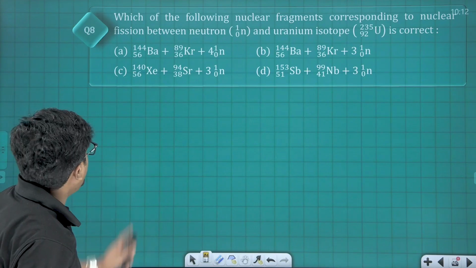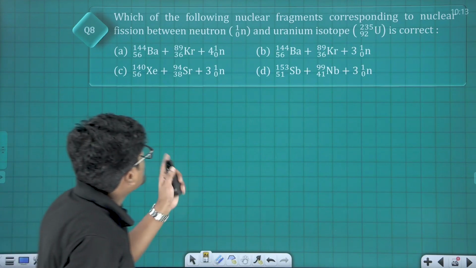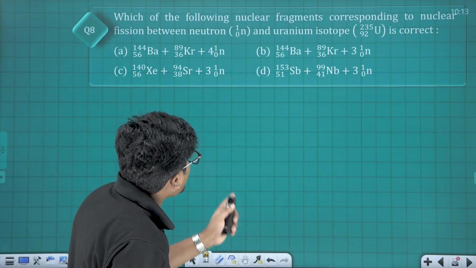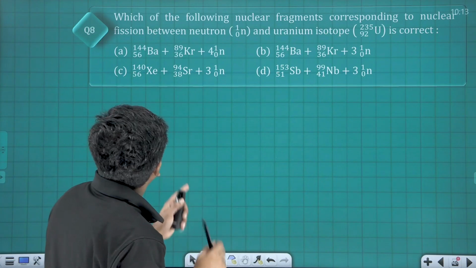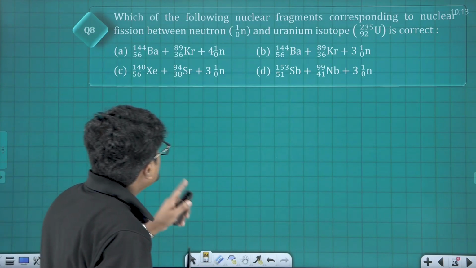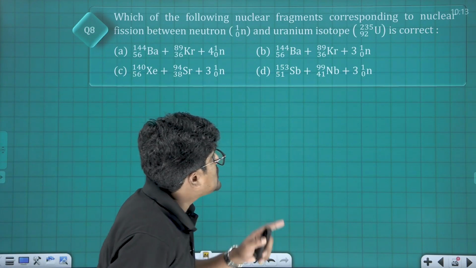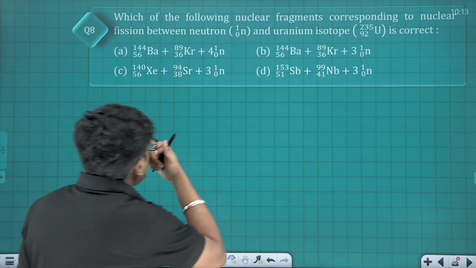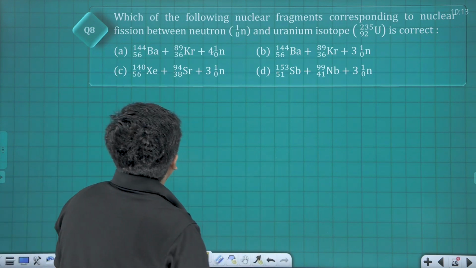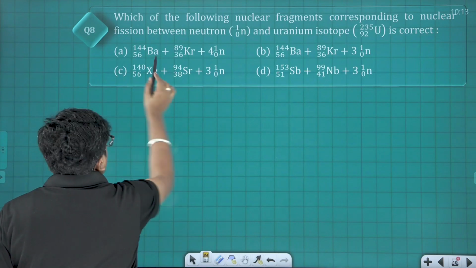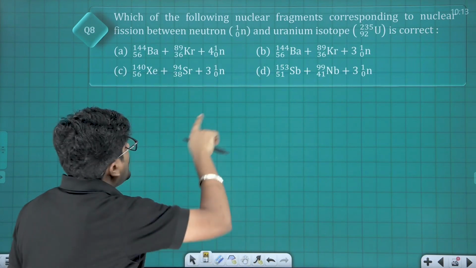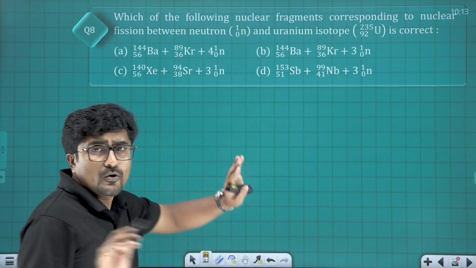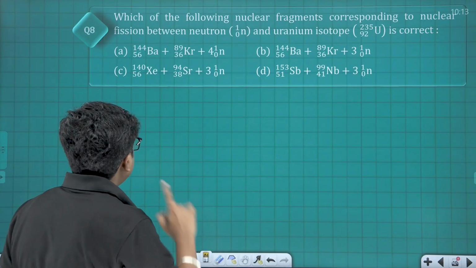Next is question number 8. Question number 8 says, which of the following nuclear fragments correspond to the nuclear fission between neutron and uranium isotope is correct. Okay, so here we have 4 options, and we need to identify which is going to be the correct representation over here.